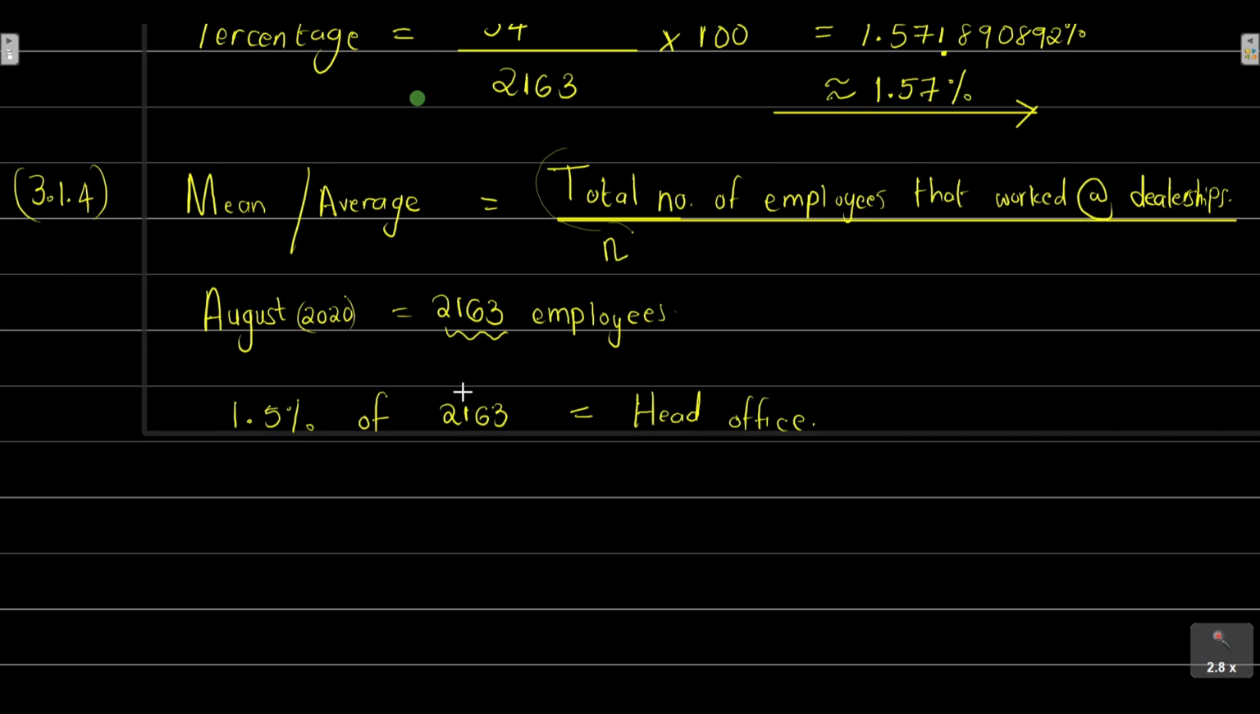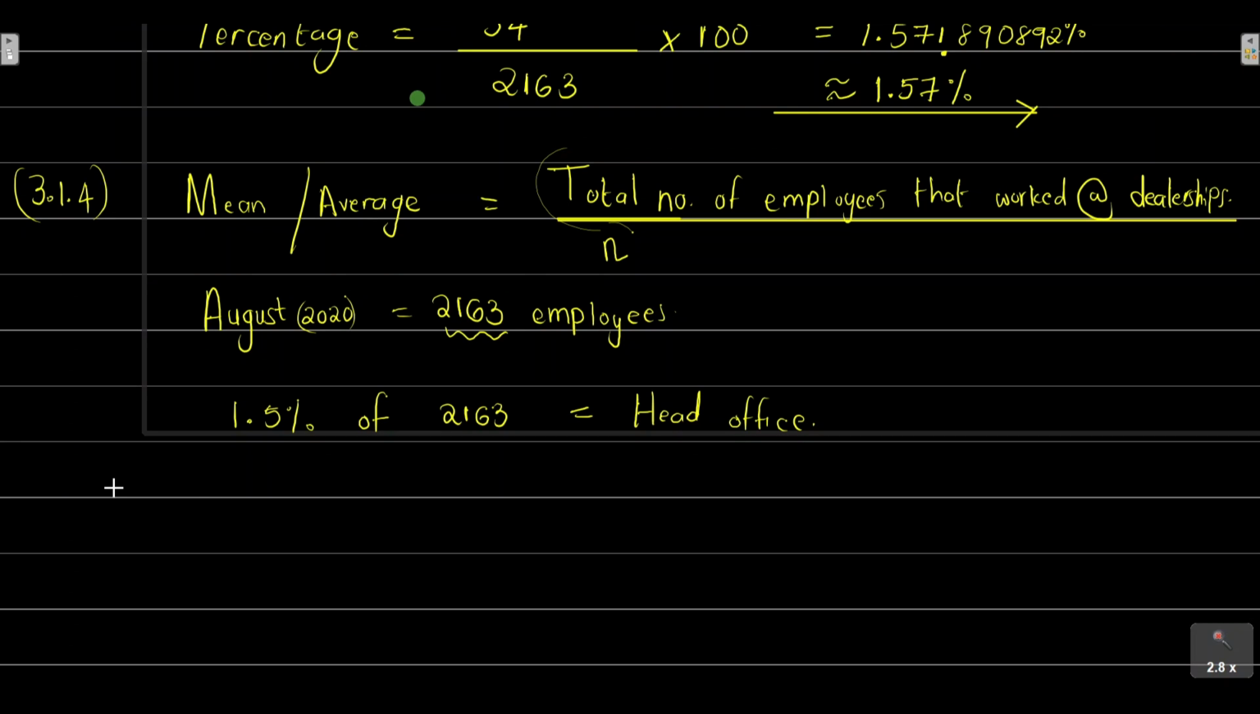This is relevant because once we determine how many of these employees were at the head office, we will be able to subtract the number of workers at the head office from the total number of employees. Then the value we have will only represent the total number of employees that work at the dealerships. That's what we're trying to achieve.